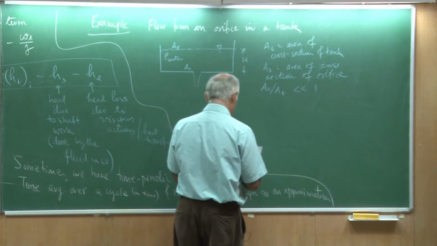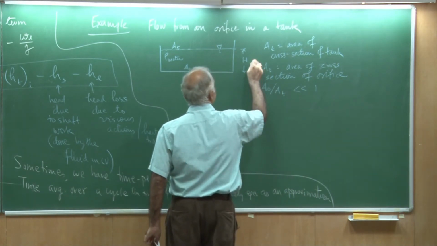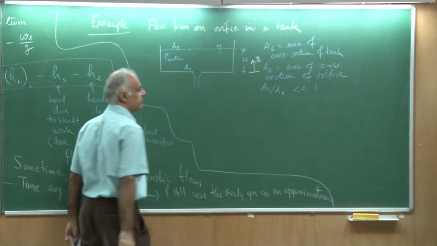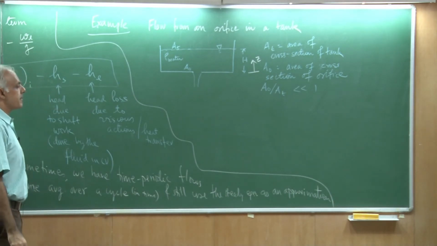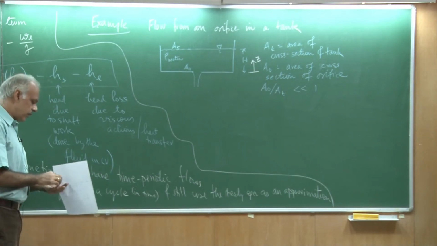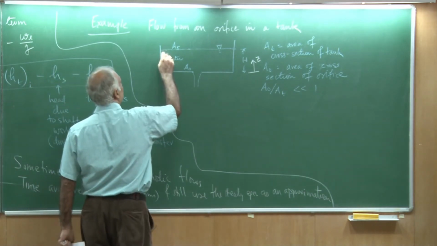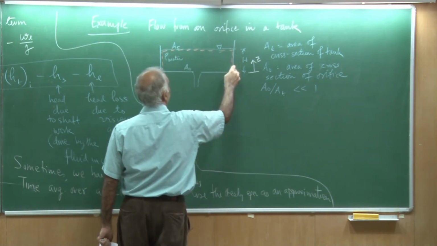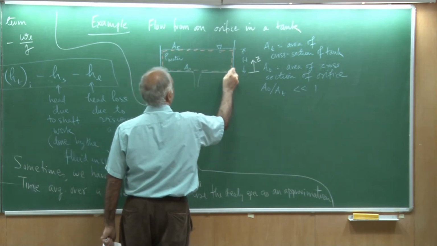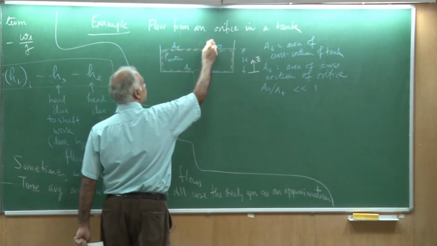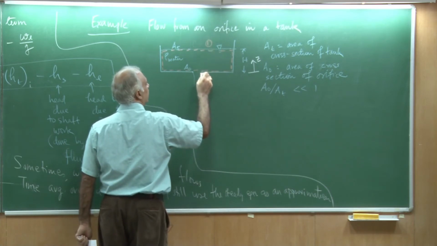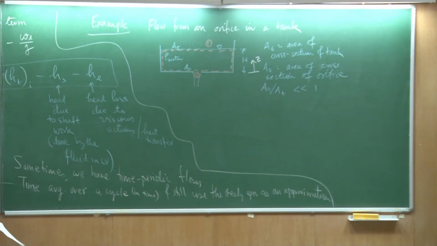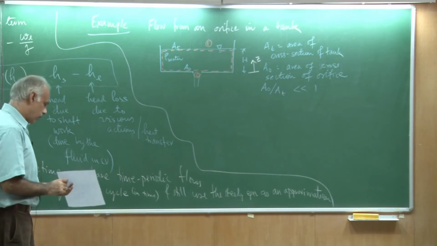So let me fix the coordinate system. So let's say this is the coordinate system, where z equal to 0 is flush with the orifice. Okay. Let's choose a control volume. So I'll choose this control volume. Let me call this section 1 and this section 2. And I will apply the energy equation to this control volume.